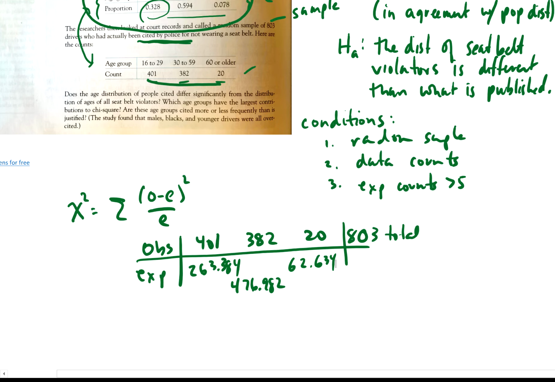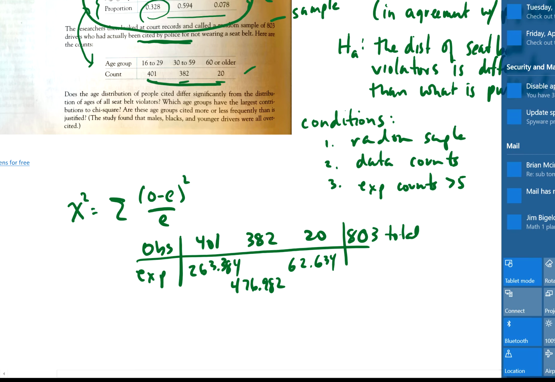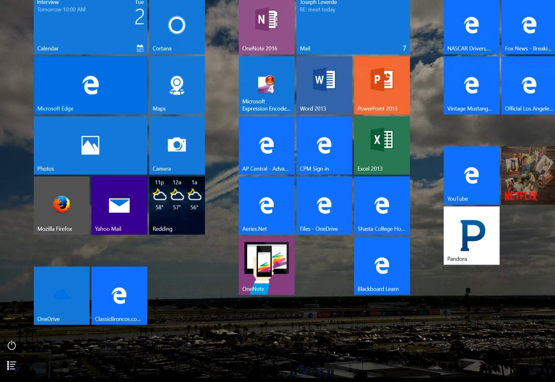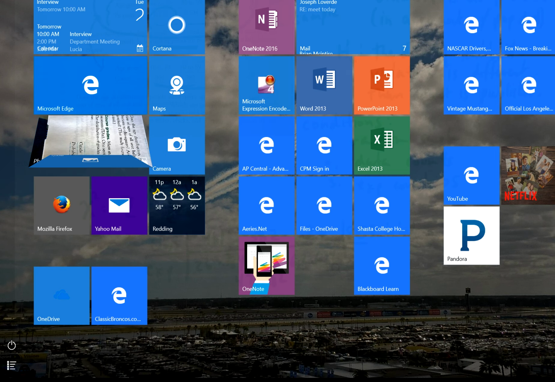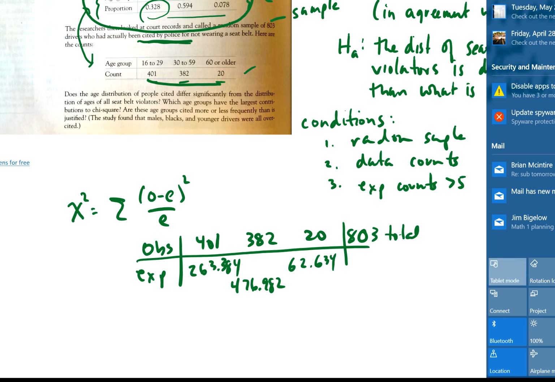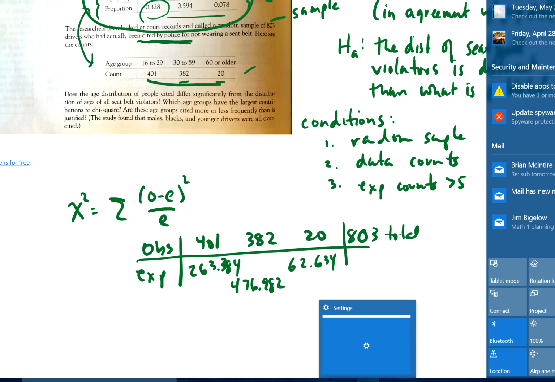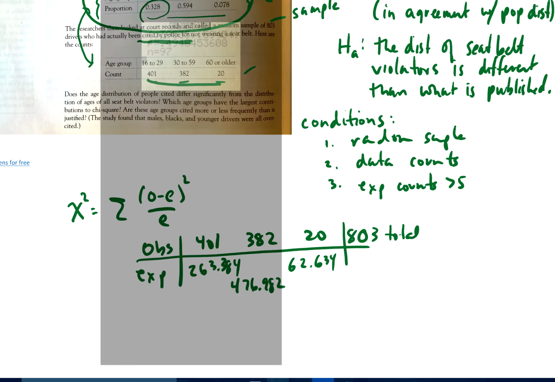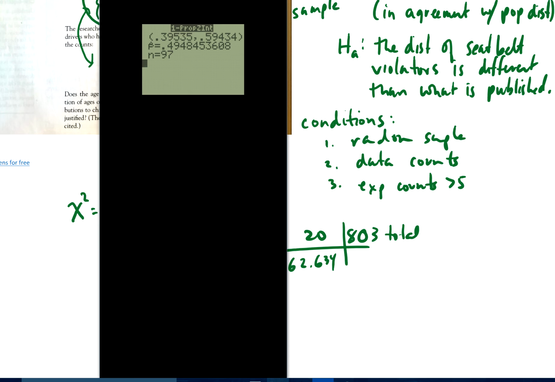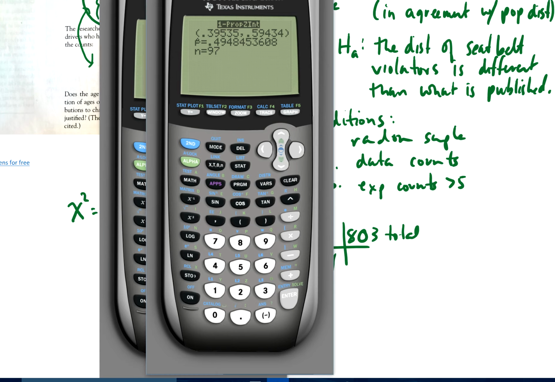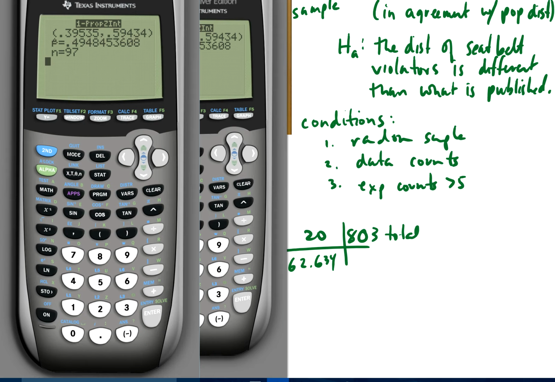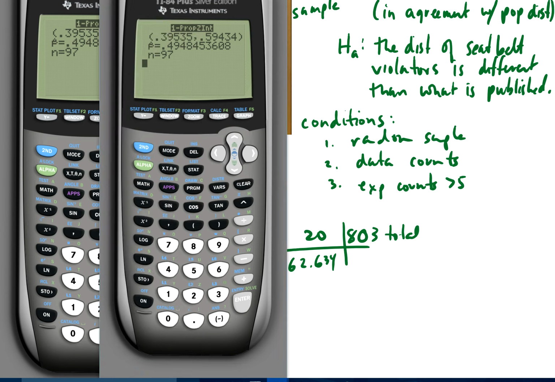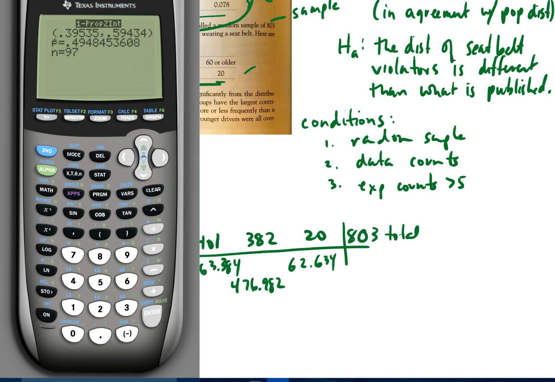Okay, so now let's put these in here. Let me see if I can. Oh boy, sorry. I'm not trying to get my. There we go. So I'll get up. Get my calculator up and see if we can't do my chi-square test on here. Oh, look at that. Okay. Yes, I'm having some technical difficulties.